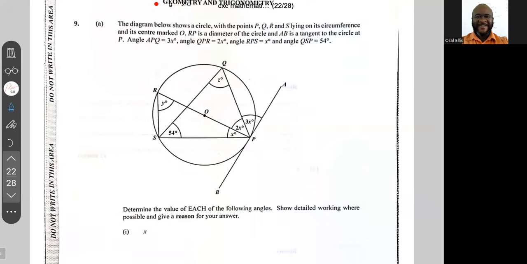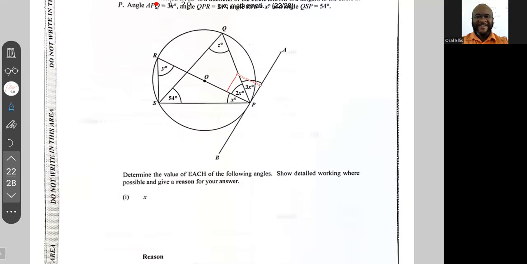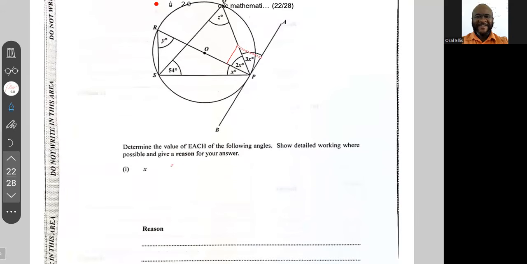The first thing we're asked to do is to determine x. Now, to determine x, this is what I'm going to use. I'm going to use the fact that this angle here is 90 degrees. I'm going to use the fact that angle OPA is 90 degrees. So I would say to the examiner, angle OPA is equal to 90 degrees.